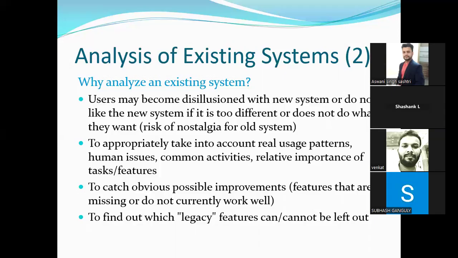Also, to find out which legacy features can or cannot be left out. There are some features that we cannot leave out because these features are very important for our existing application. So whenever we want to create a new version of the application, we should know which is the very important legacy feature we have, and we will be able to know by doing the analysis of existing system.